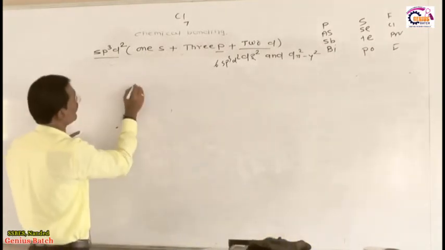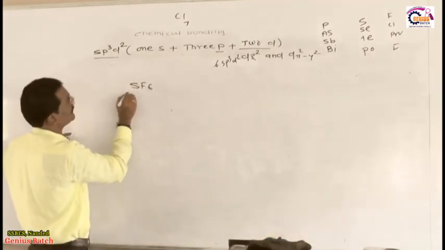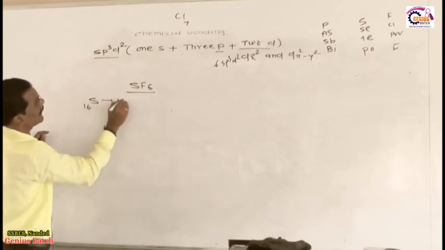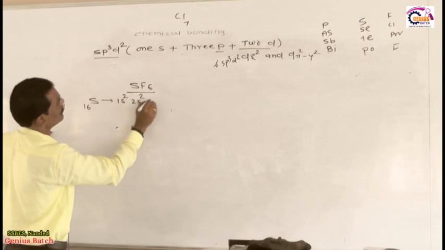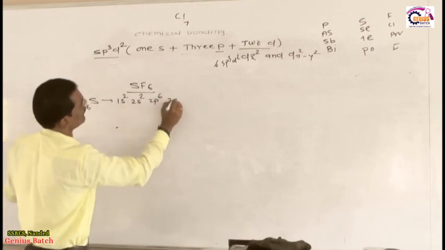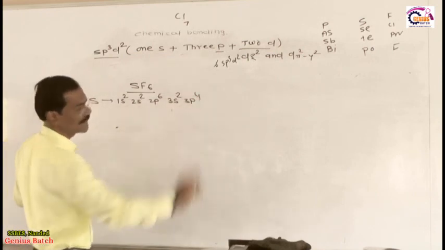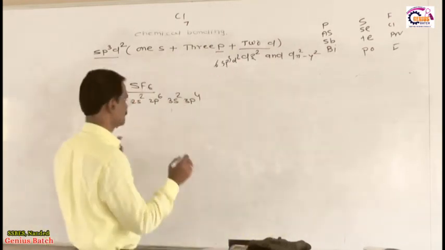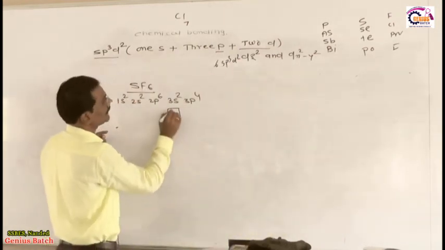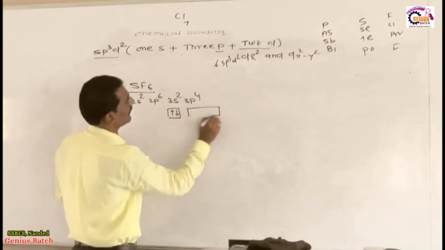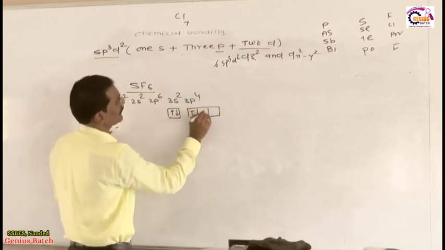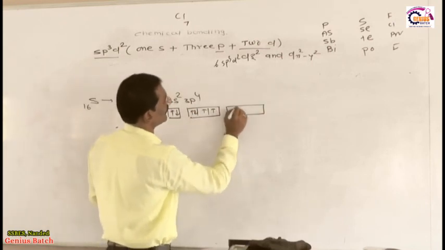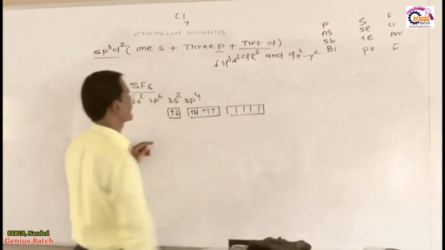The best example of sp3d2 hybridization is SF6. Now dear student, the atomic number of sulfur is 16. The electronic configuration is 1s2, 2s2, 2p6, 3s2, 3p4. This is the electronic configuration of sulfur in its ground state. In the ground state, the s orbital contains 2 electrons and the p orbital contains 4 electrons, and finally, my dear student, the d orbital is 100% empty.